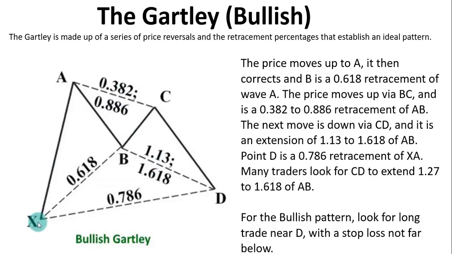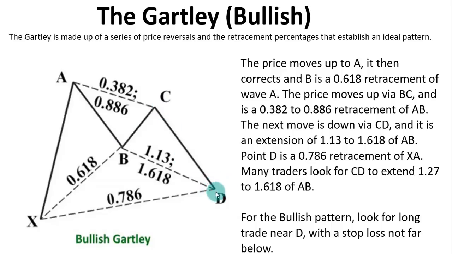So the price moves from the starting point, X to A, and then it retraces to B by this Fibonacci number here, and extends and moves back up to C by that Fibonacci number there, and then finally it extends to D by this Fibonacci number here. So this is a complete pattern: X, A, B, C, D. This is a bullish pattern.